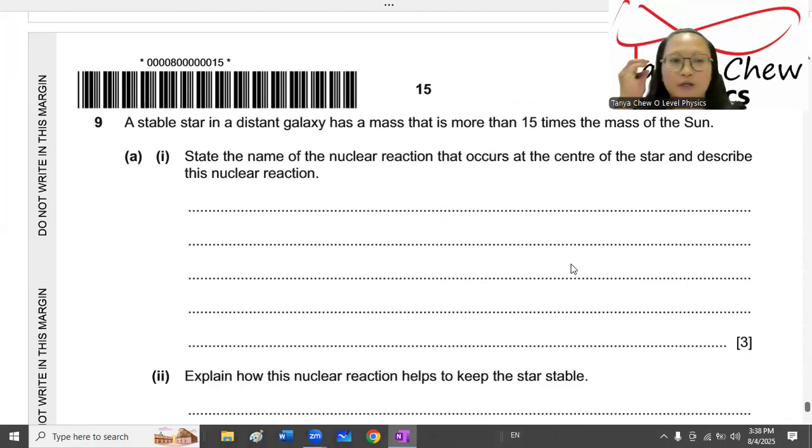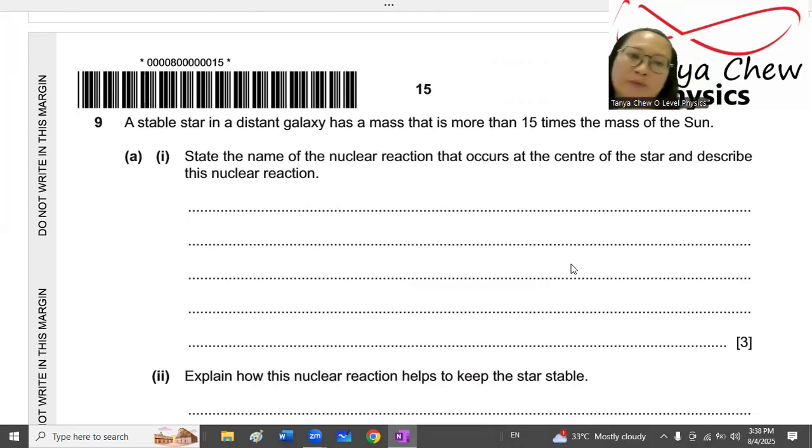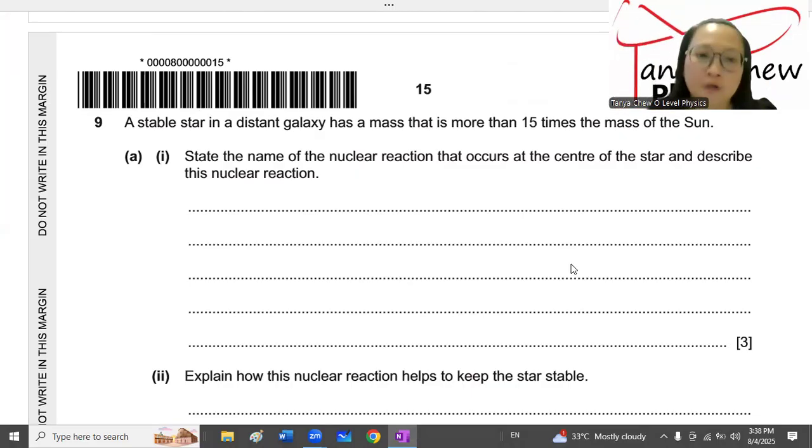And the last question. Number 9, a stable star in a distant galaxy has a mass that is more than 15 times the mass of the Sun. A. Part 1. State the name of the nuclear reaction that occurs at the center of the star and describe this nuclear reaction. Nuclear reaction that occurs in the star is called nuclear fusion. Fusion. So, describe this reaction.